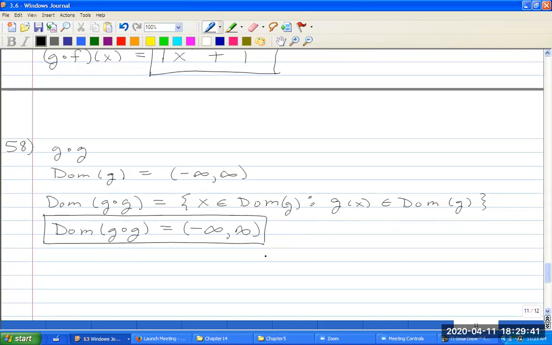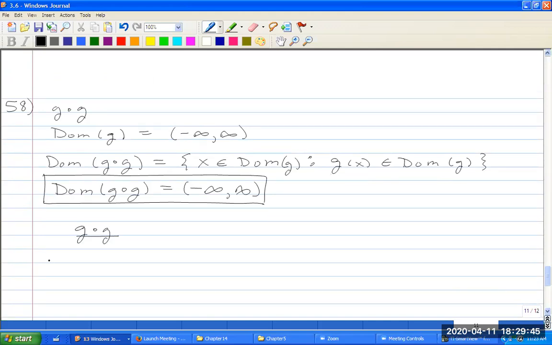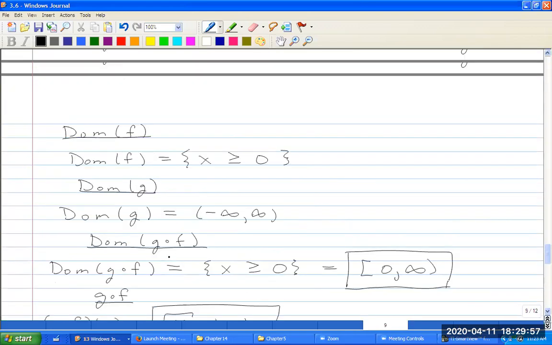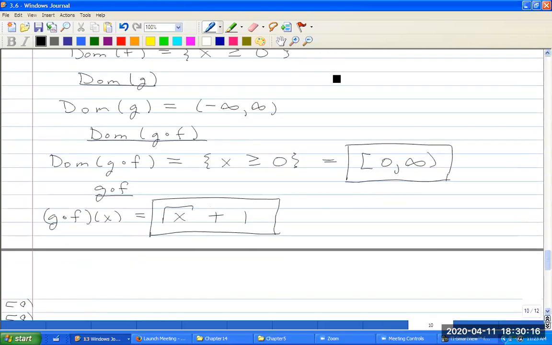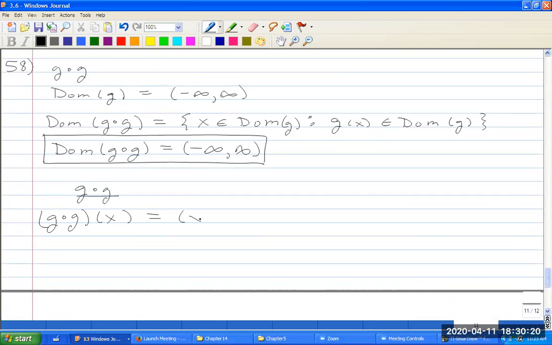Now let's determine the rule for g composed with g. So g composed with g at x is found by replacing every x in the formula for g by the formula given by g of x. So I'm going to replace every x in this formula for g by x plus 1. So wherever I see an x here, replace x by x plus 1. And so this is equal to x plus 1 plus 1. And so g composed with g at x has the rule x plus 2.